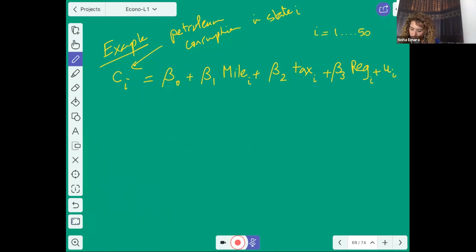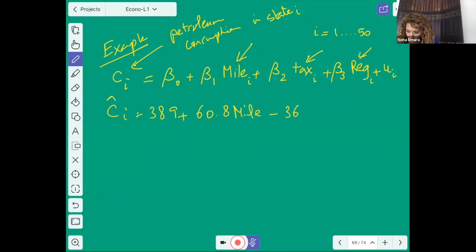As I said, this is the urban highways in miles, this is the tax on gasoline, and this is the motor vehicle registration. Assume you ran your regress command in Stata. You would get a constant estimate of 389. This is an actual example that I got the numbers for, so I felt it's an interesting example. Mile is 36.5, tax is minus 0.061, registration, and the adjusted R square of this model is equal to 0.919.